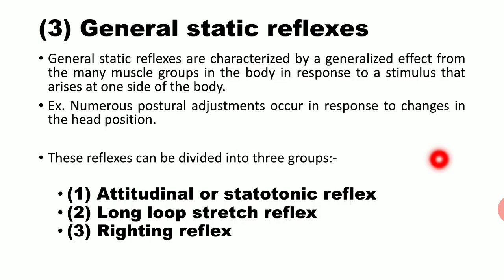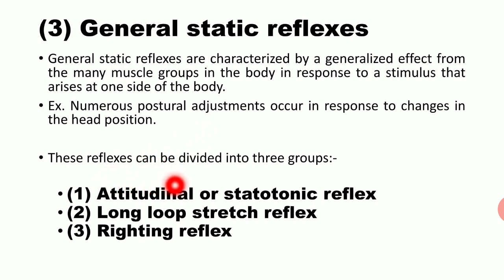Now general static reflex. General static reflexes are characterized by a generalized effect from the many muscle groups in the body in response to a stimulus that arises at one side of the body. For example, numerous postural adjustments occur in response to a change in position of the head. So when there is a change in head position, numerous postural adjustments occur.